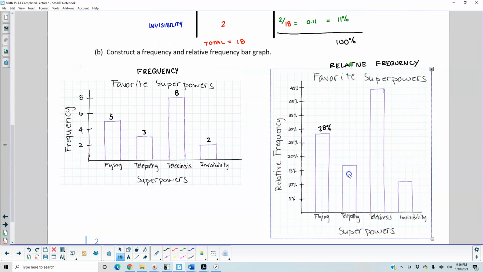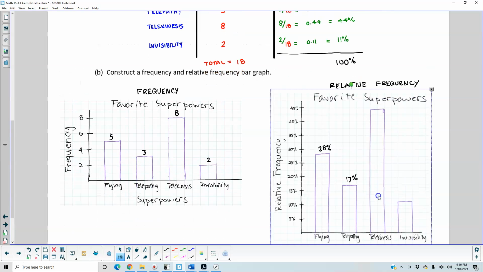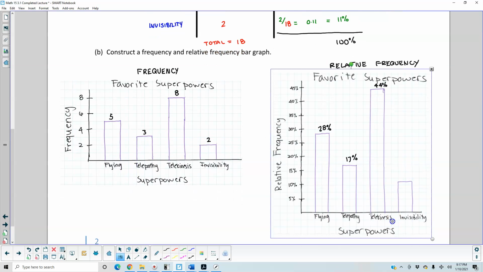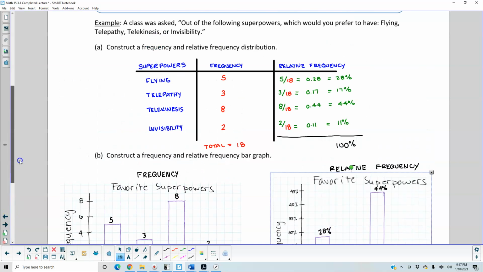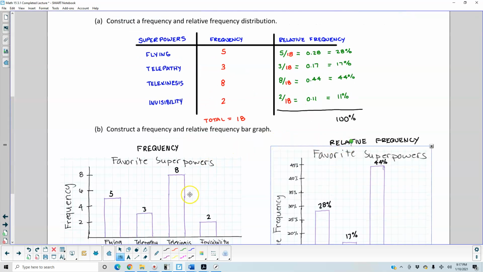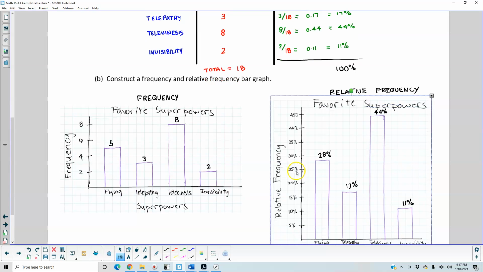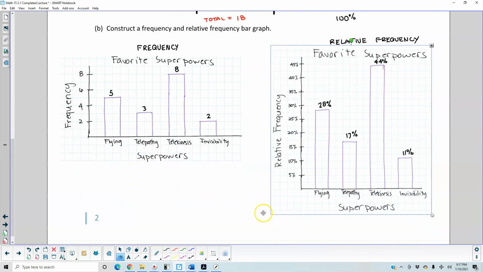For flying. For telepathy, you can see that we have 17%. So we're going to go all the way up to 17% on our bar graph. So there's our 17%. For telekinesis, we had 44%. So therefore, this is our 44%. And then for invisibility, we have 11%. So again, what we've done is we've taken our frequency distribution and relative frequency distribution and used this table, converting them into bar graphs. Now again, the frequency bar graph has the frequency on the vertical axis, and the relative frequency bar graph has the relative frequency on the vertical axis.